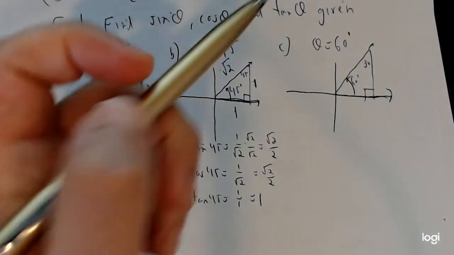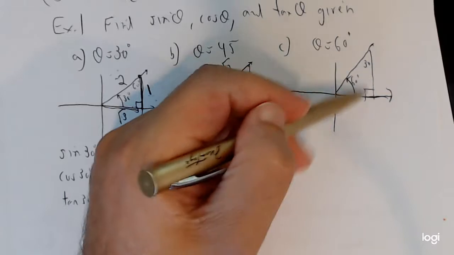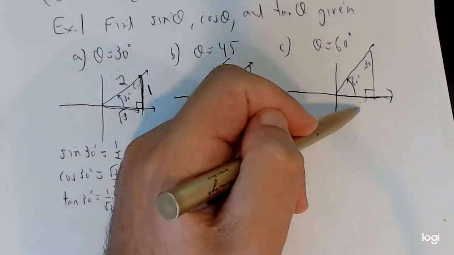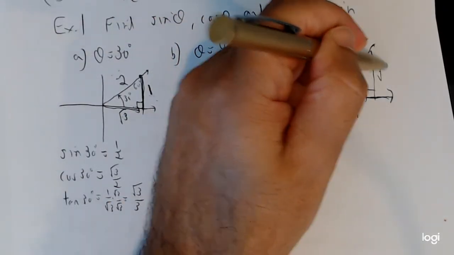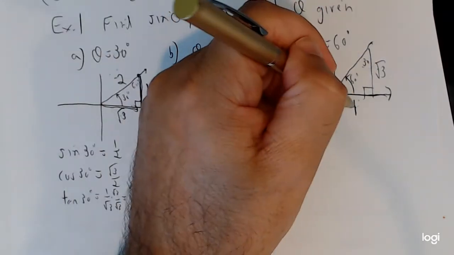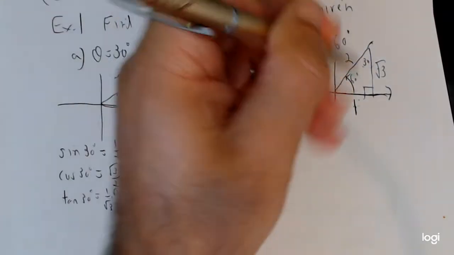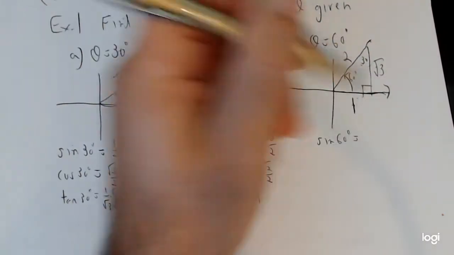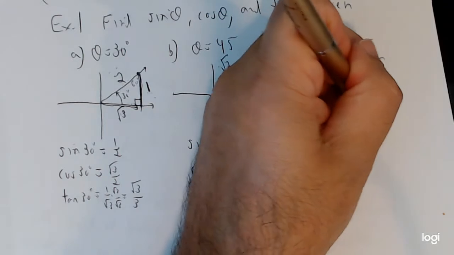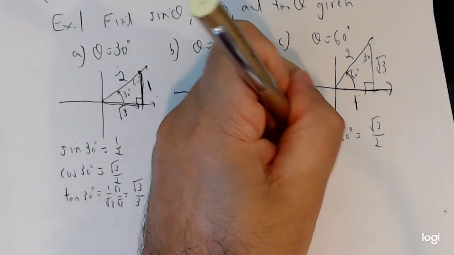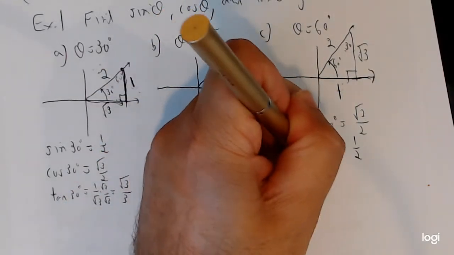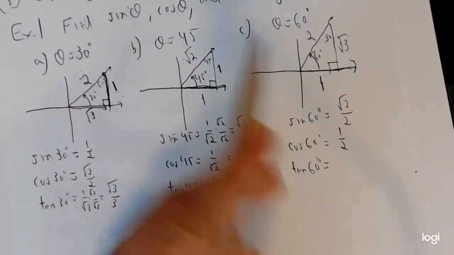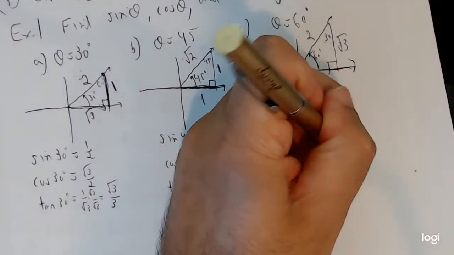So once again, to pick a side, I generally like the shortest leg, which I'm going to pick and call this 1. So then what would the longer leg be? It would just be 1 times rad 3, which is rad 3. And then the hypotenuse would be 1 times 2, which is 2. So now I could say, sine of 60 degrees is y over r, so that's rad 3 over 2. Cosine of 60 degrees is x over r, which is 1 over 2. And tangent of 60 degrees is y over x, which is rad 3 over 1, and that's rad 3.